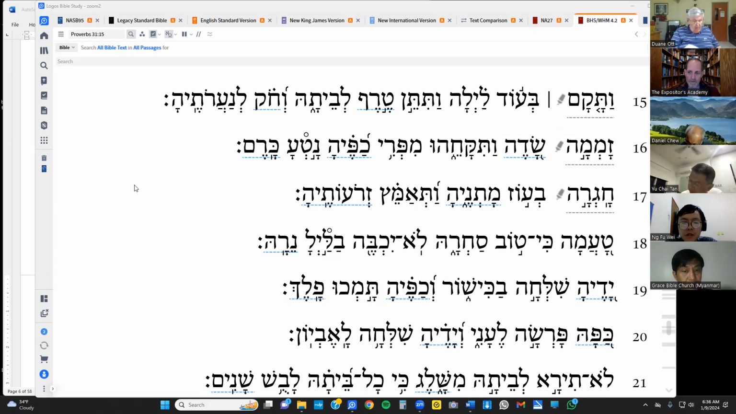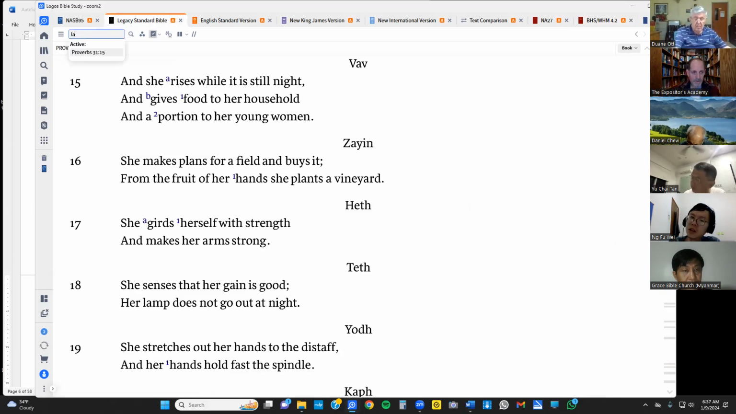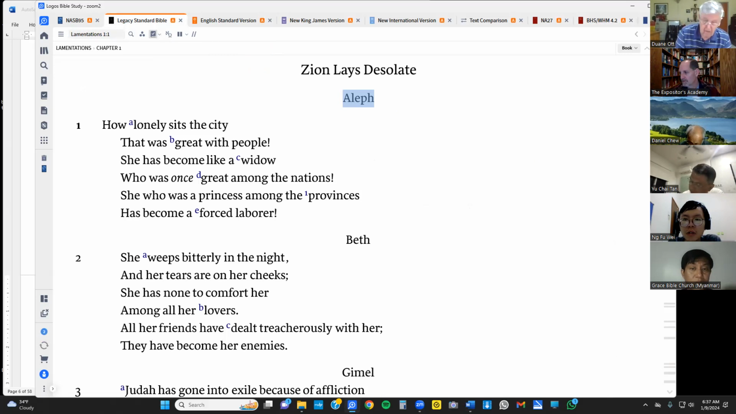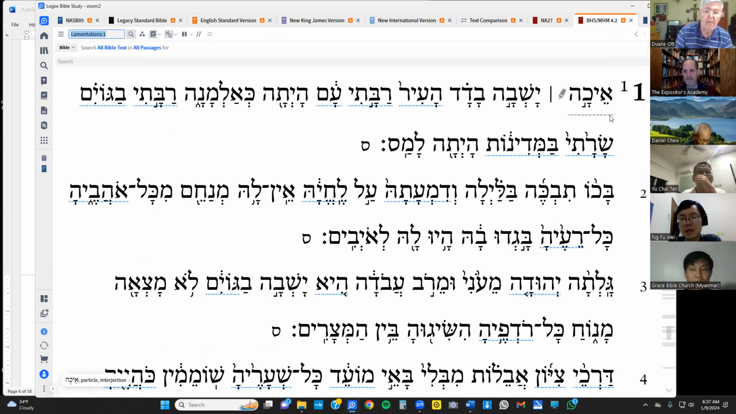There's another acrostic in the book of Lamentations, and this one has an interesting feature. Notice that the Legacy Standard Version gives the indication even in the English text. But Lamentations is a very interesting book. If we go to the Hebrew text, we can see, in chapter 1, each verse begins with a letter.